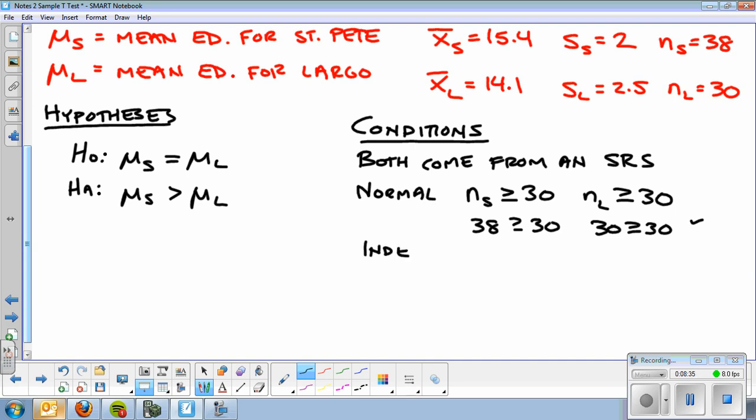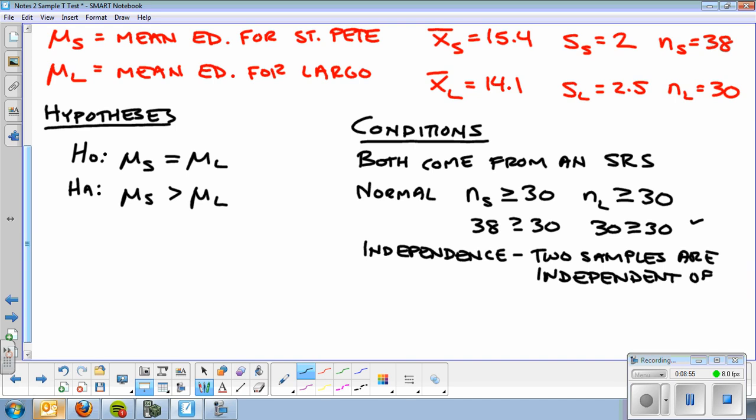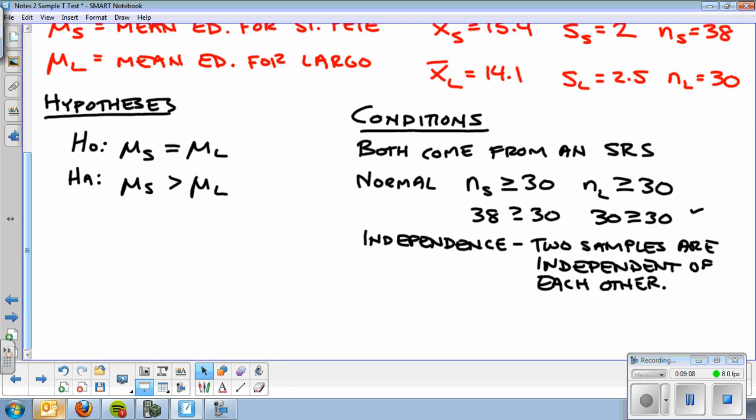And independence, I don't even really need to check it like I did before. They're independent of each other. The 2 samples are independent of each other. Okay, so we're assuming that the level of education for St. Pete really doesn't affect the education levels for Largo. Okay, now, my favorite part, the calculations.